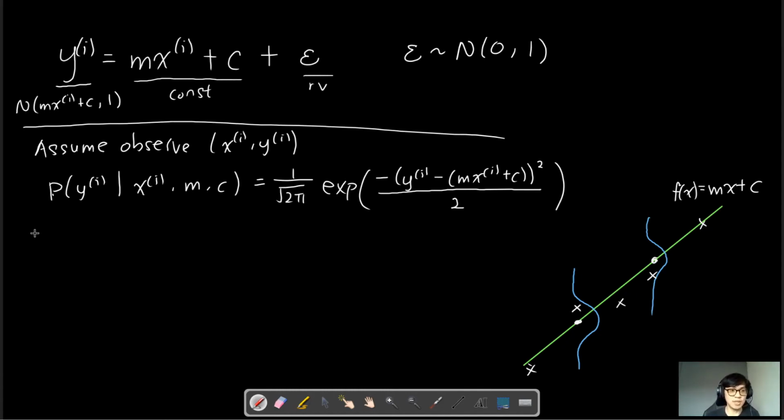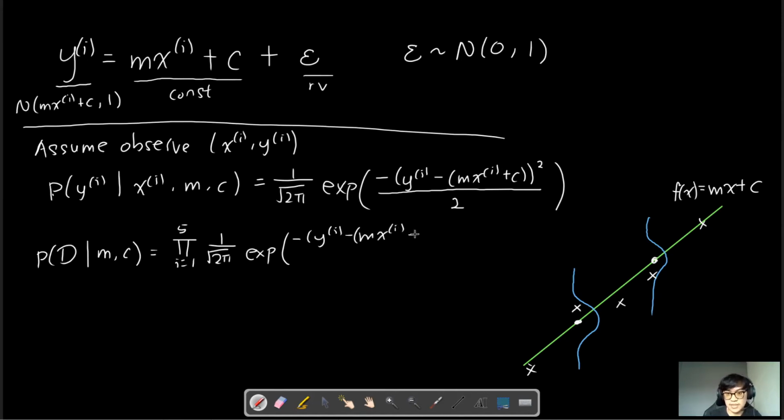So if we assume that we observe a set of data, x superscript 1, y superscript 1, up to x superscript 5, y superscript 5, right? Let's say we only have 5 data points. Then the probability that we see this data, D, given m and c, is essentially just the product over all the points of this PDF here, e to the power of negative (y superscript i minus (m x superscript i plus c)) squared over 2.